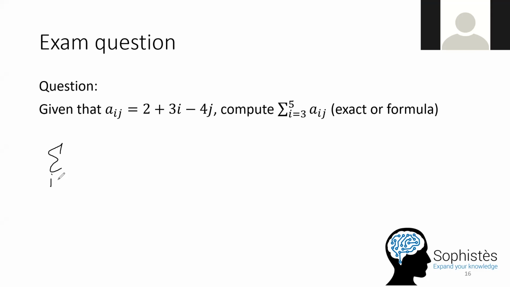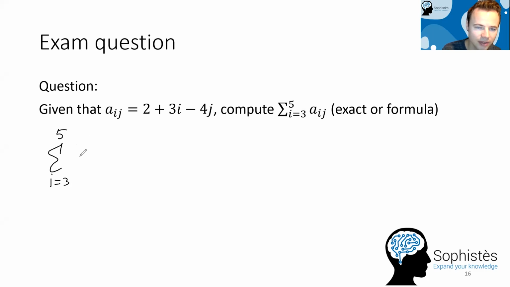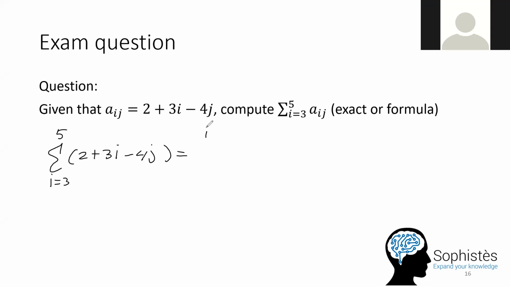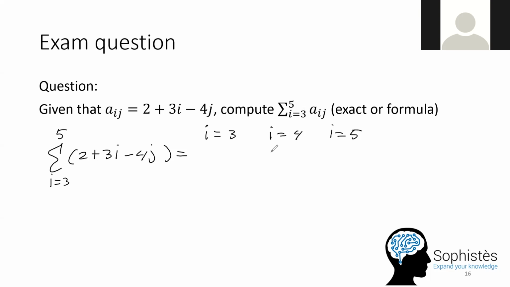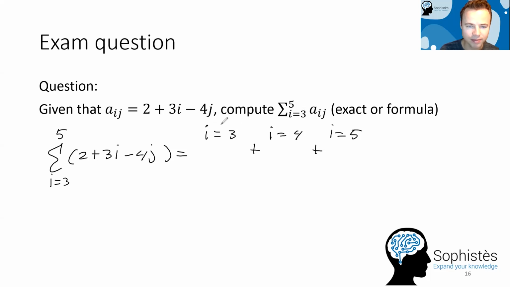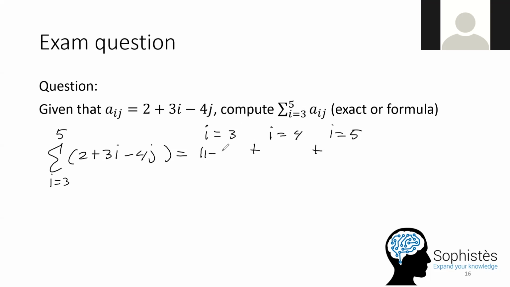Sure. Okay, so we have i is 3 all the way up to 5. And then 2 plus 3i minus 4j. So what is the first value that i will have? 3, and then 4, and then 5. And what kind of sign do we put in between? Plus. If i is 3, then this will be a 9, so it's 11 minus 4j.